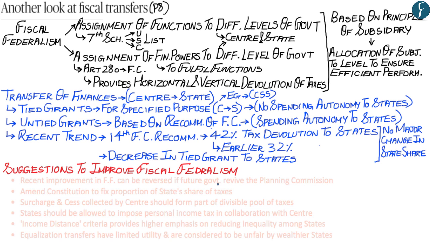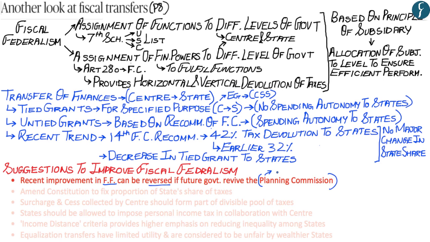Now, C. Rangarajan sir has provided 6 suggestions so as to improve fiscal federalism within India. And it would become easier for you to understand these 6 suggestions based on what we have just learned within this section. Now, the first suggestion that has been given by C. Rangarajan sir is that recent improvement in fiscal federalism, which has been undertaken based on the recommendations of the 14th Finance Commission, can be reversed if future government revives the Planning Commission.